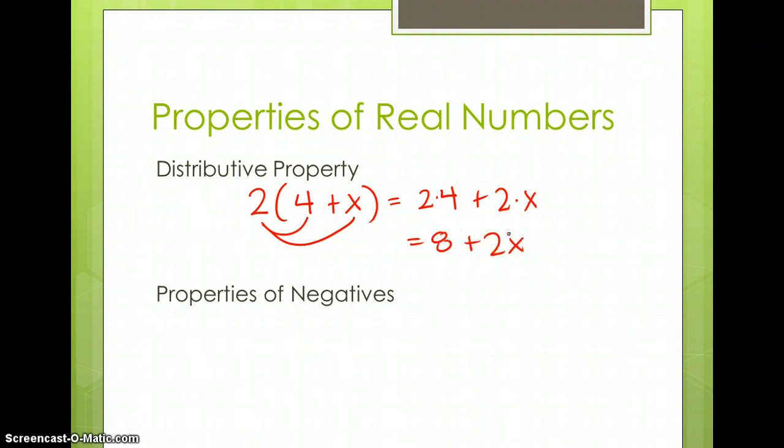Just real quick, properties of negatives, just to throw that out there. Just like when we consider a negative times a negative as a positive, just a little notation for you. If we're taking a negative sign outside of a parentheses, it's kind of like we're distributing negative 1 into those parentheses. So we're saying a negative times a negative. If I have some number a in there, this is going to be equal to a positive number.